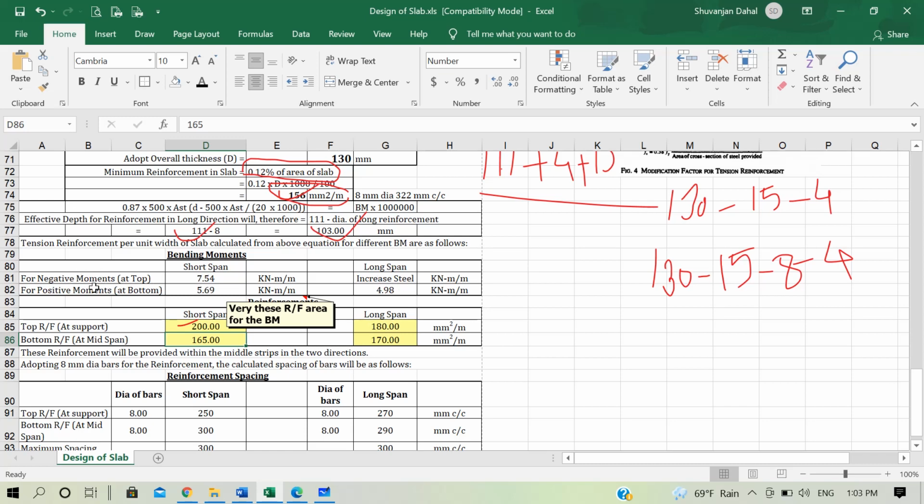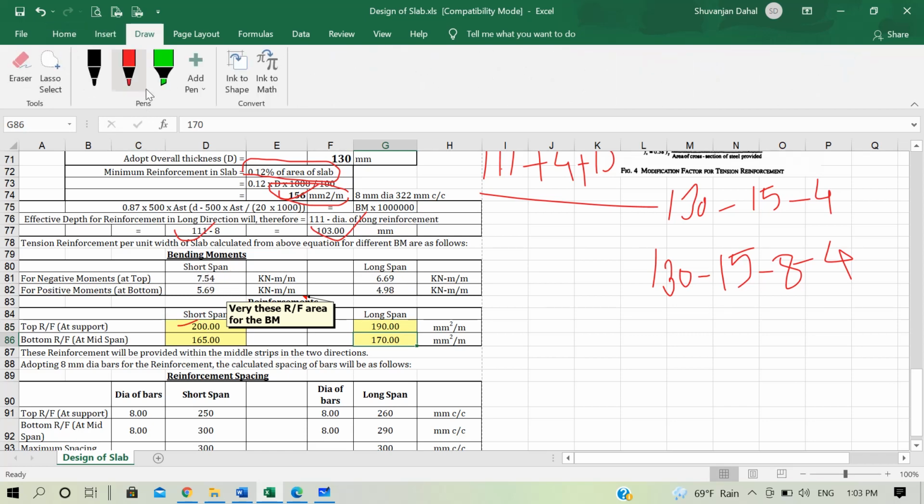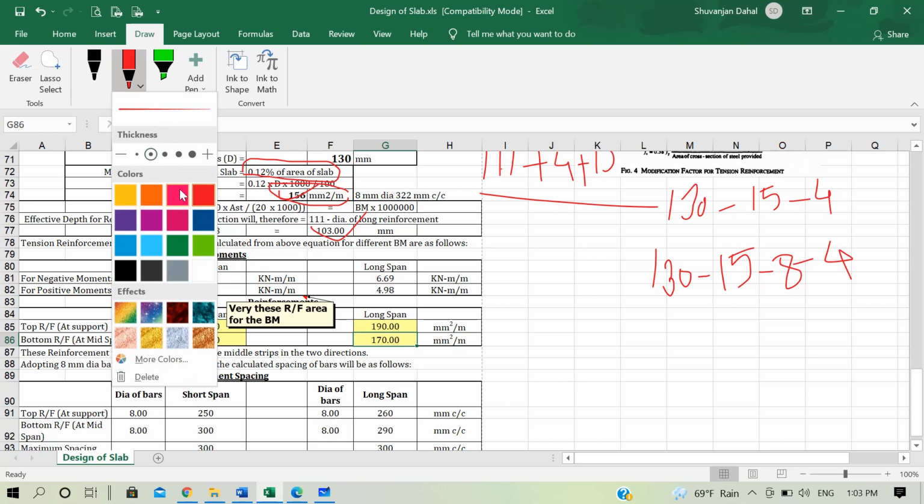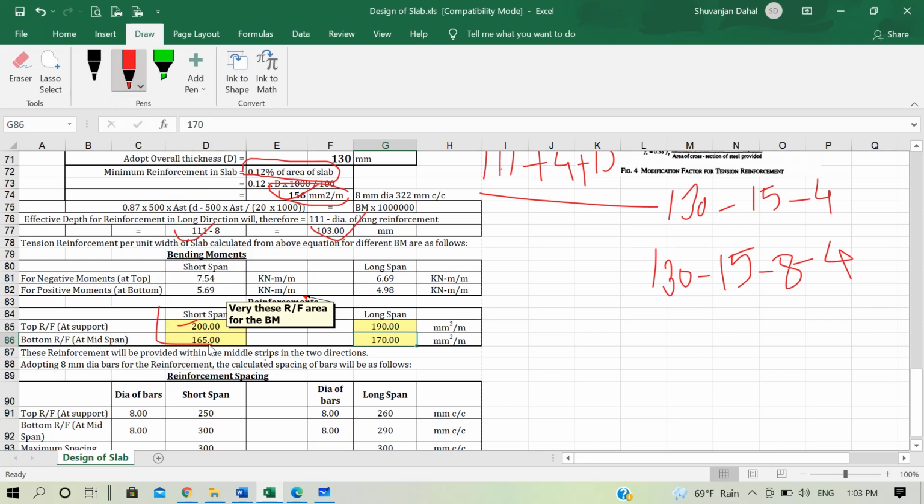Similarly, you have to increase the top reinforcement in the long span also, since it is asking us to increase steel. So let's increase 180 to 185. It's still asking us to increase steel, 190. Now it's okay. Now the moment capacity that we get using these four values of reinforcement will be greater than or equal to the actual value of moments that is coming onto our slab.